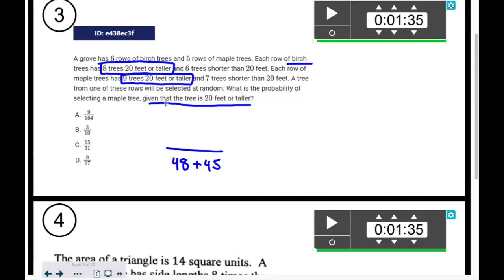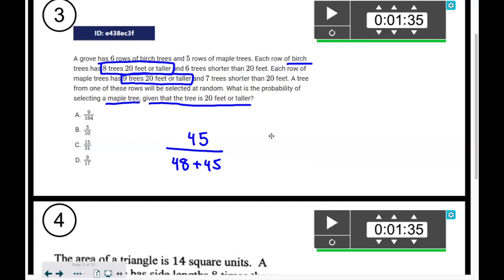So again, if we know the tree has to be 20 feet or taller to begin with, then it's only these 93 trees that we actually care about. And it wants the probability of selecting a maple. Well, I kept these separate because the ones that were maple were the 45. So that's what goes in the numerator. Out of the 93 trees that are taller than 20 feet, 45 of those are maple. So what you could do is 45 over 93.